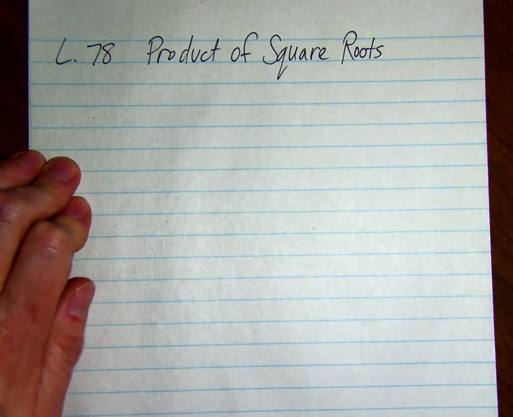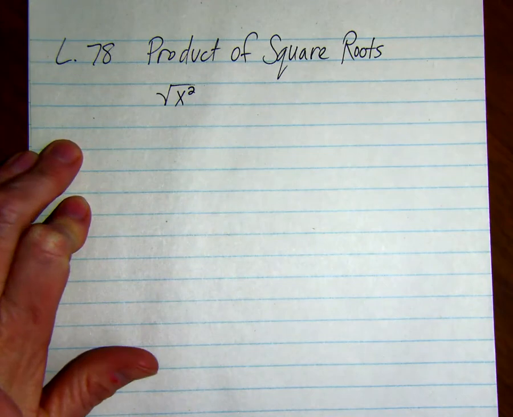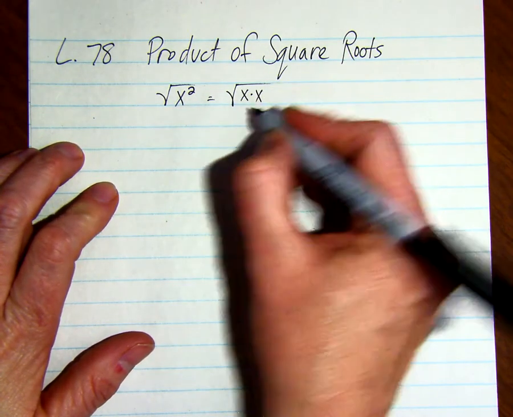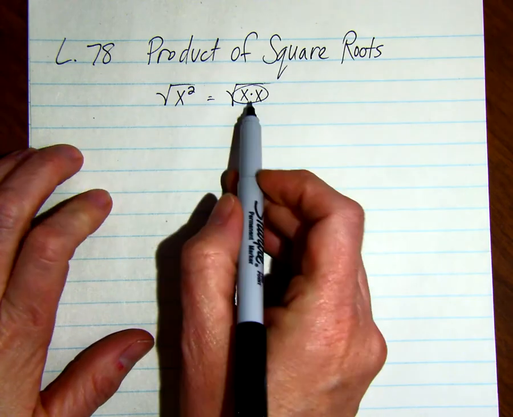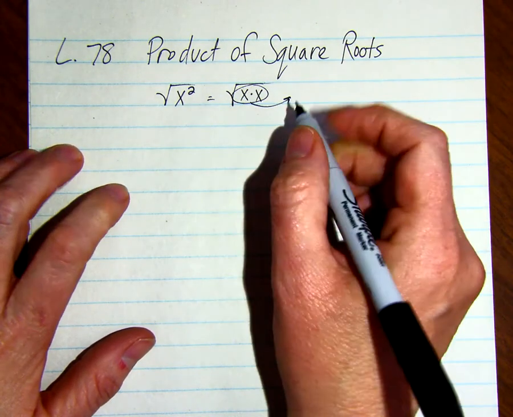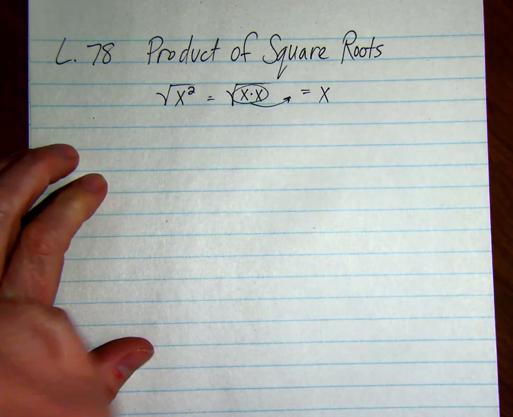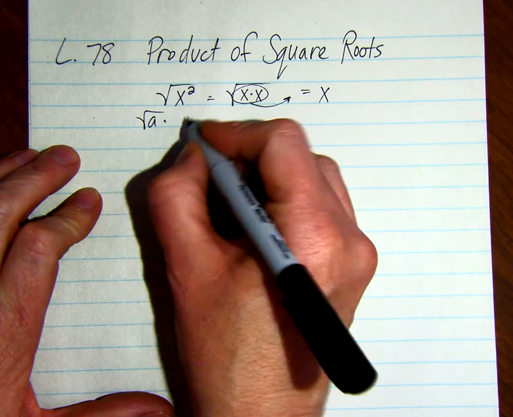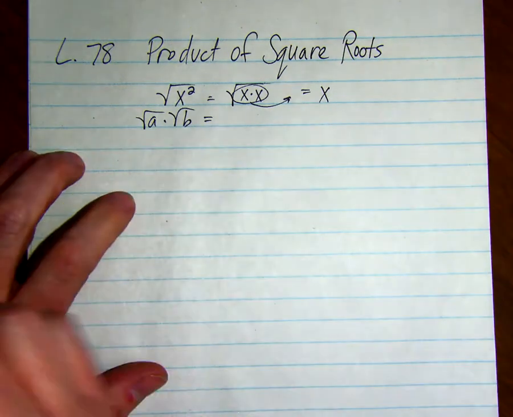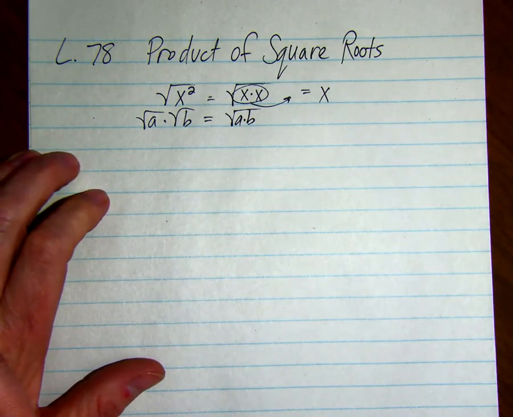If we have the square root of x squared, that equals the square root of x times x, and here's our product of two, like a pair of x's, so it's going to equal x. If we have two square roots multiplied together, we can multiply them underneath the square root. So it's the square root of a times b.